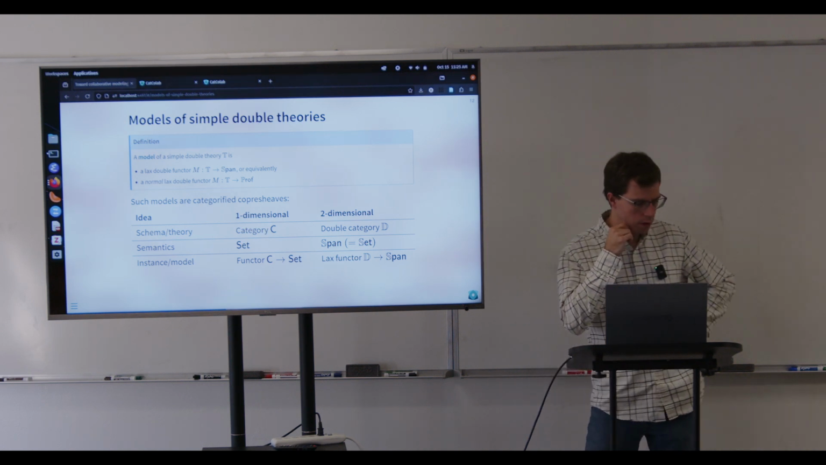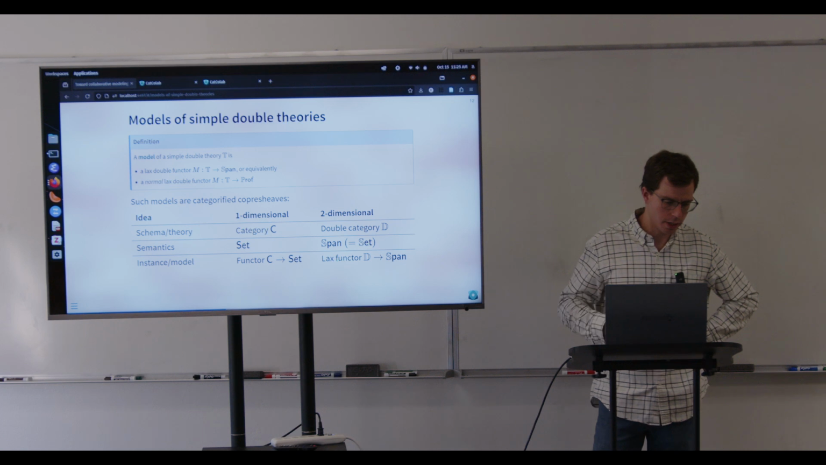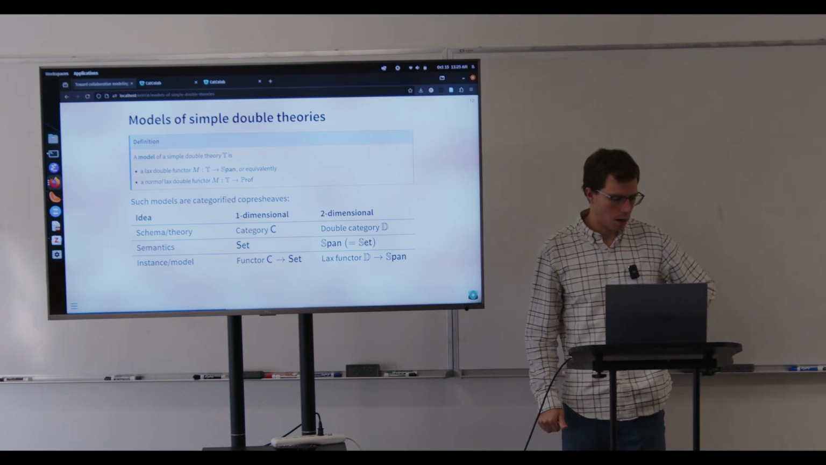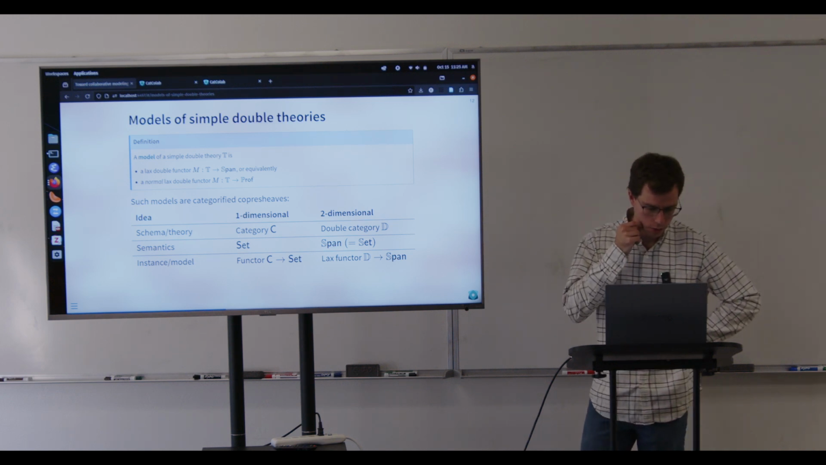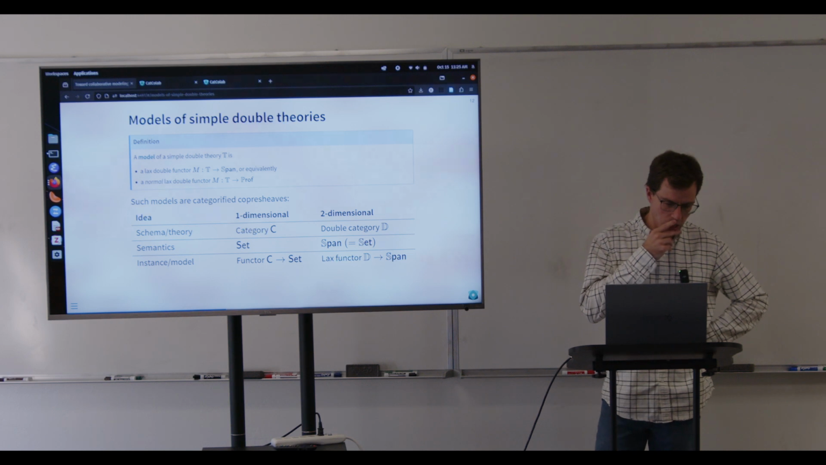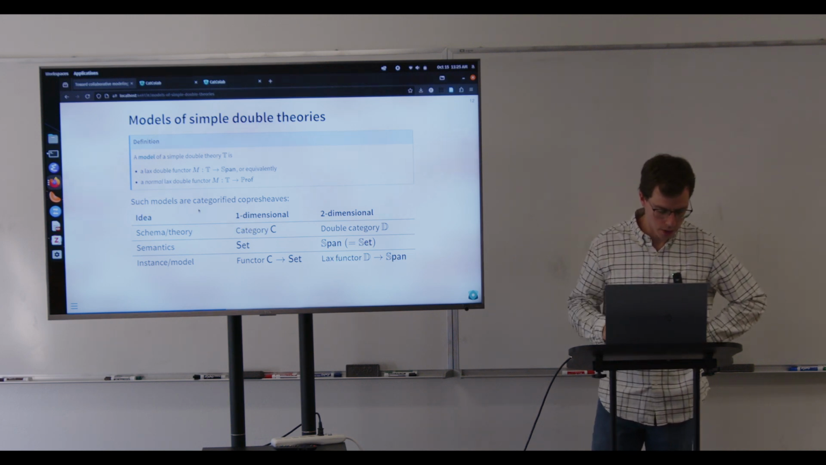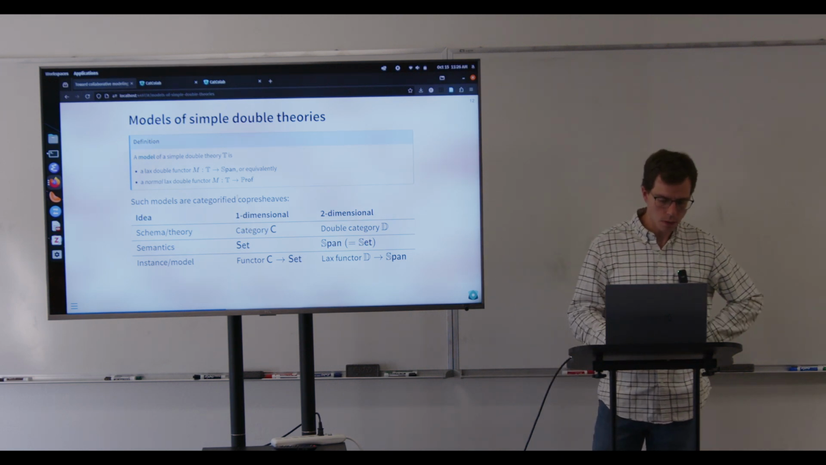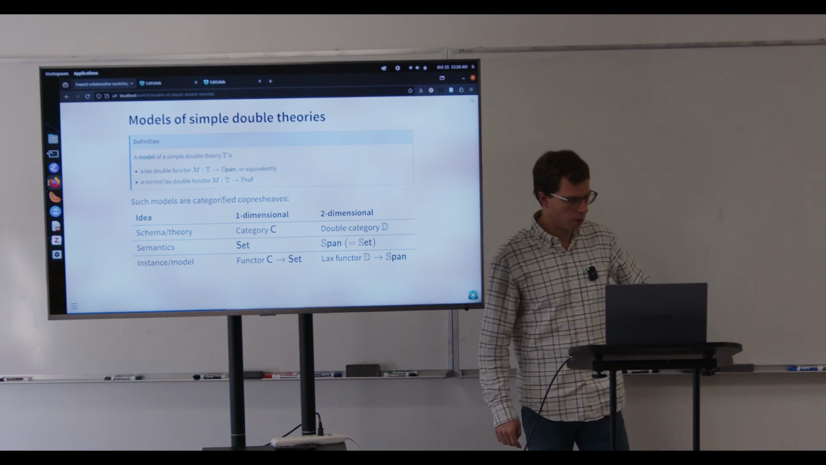So a model of a simple double theory, one way to say it is that it's a lax double functor from that into Span. An equivalent statement is that it's a normal lax double functor into Prof. And again, if you don't know what those are, I'm not going to tell you, but what I do want to give you is an analogy about why this is a natural thing to look at.